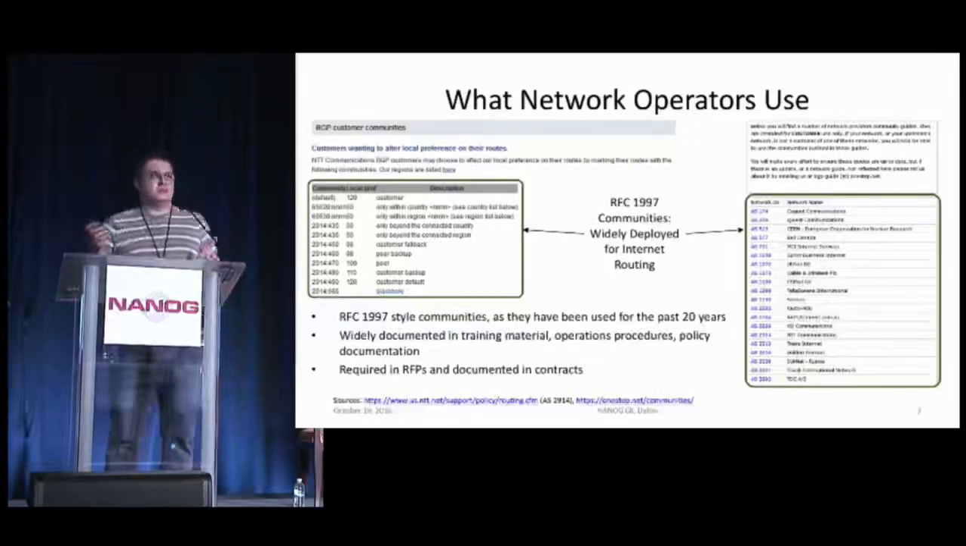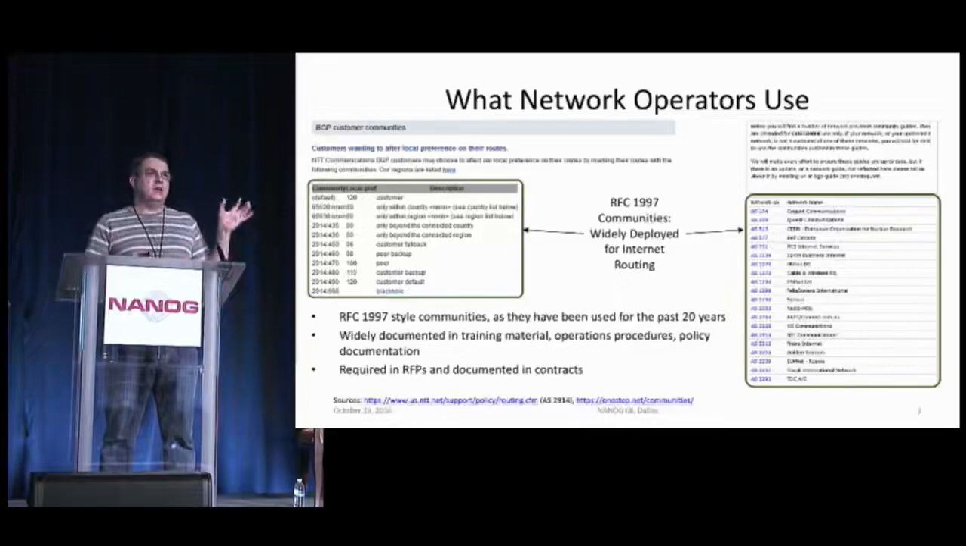This is what operators use today: a simple 1997 style community, and I have a couple examples here. There's one from NTT, which is the actual community values that they provide to their customers. And then there's also the one-step consulting index to the communities. There's a bunch of operators listed on this web page, and Charles has a summary of all their routing policies and the communities that they use. So it's very widely deployed.